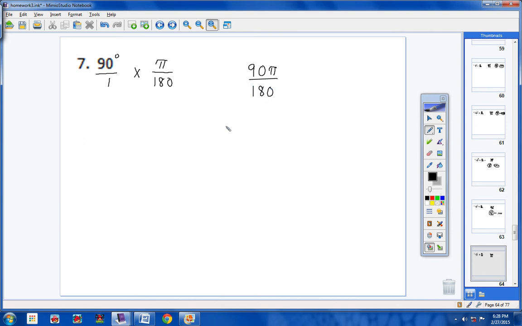If you reduce this, you'll get 1 pi over 2, or just simply pi over 2. If you want to put the 1 here, you're welcome to, but you don't have to. So this is 90 degrees written as radians in terms of pi. Now, if you want that in a decimal, type in 3.14 divided by 2, and you'll get 1.57. Alright? And so there we go.